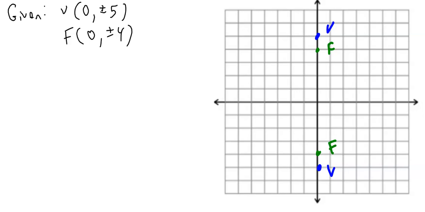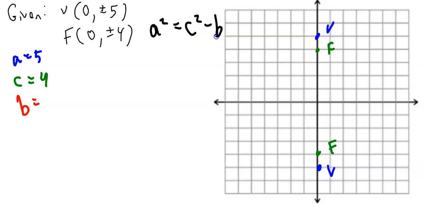So right away, you should hopefully figure out that a is equal to 5 here. It's definitely a vertical ellipse, and there's a distance of 5 from the vertex to the center. C is the distance from the focus to the center. C is equal to 4. And we just don't know what B is, so we've got to figure out B. And we do know a formula, if you look at the formula sheet. So A squared equals B squared plus C squared for an ellipse. So this will be A squared is 25.